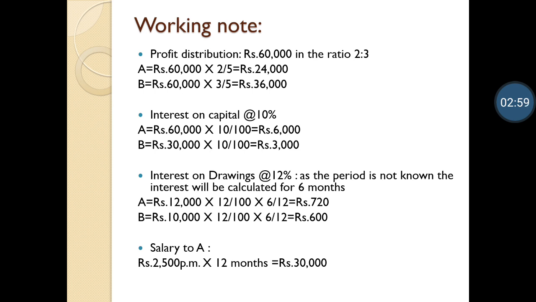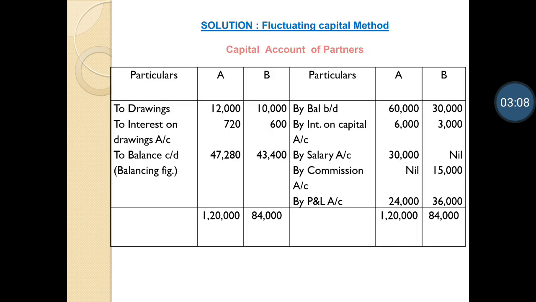Salary to A, 2,500 per month, multiplied by 12, get it converted into an annual amount, rupees 30,000. Let's see how it looks in the capital account. When you are preparing it in the fluctuating capital method, you have to prepare only one single account, that is the capital account. On the credit side, the first item is balance brought down, that is the opening capital figure.